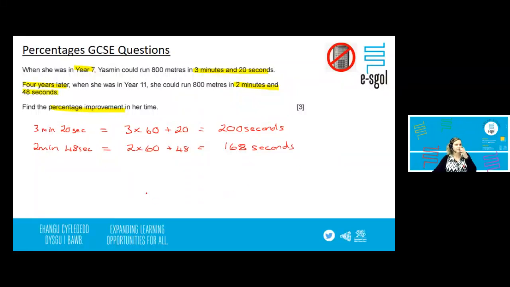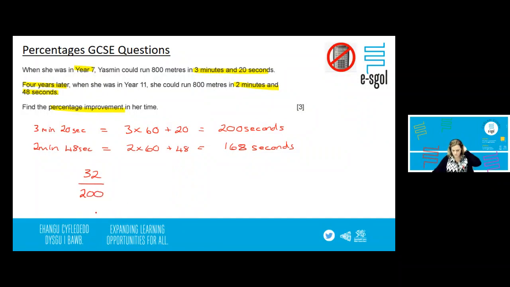And if you think back to the sessions that I did before, okay, what you had to do for this part of it was to work out the change between what's happened. So from the 200 seconds to the 168, there is a difference, a change of 32 seconds. That gets divided by the original amount. It doesn't matter if the original is bigger or smaller than the other one, it's the original amount that you're starting with. So that 200 was the first number we had.